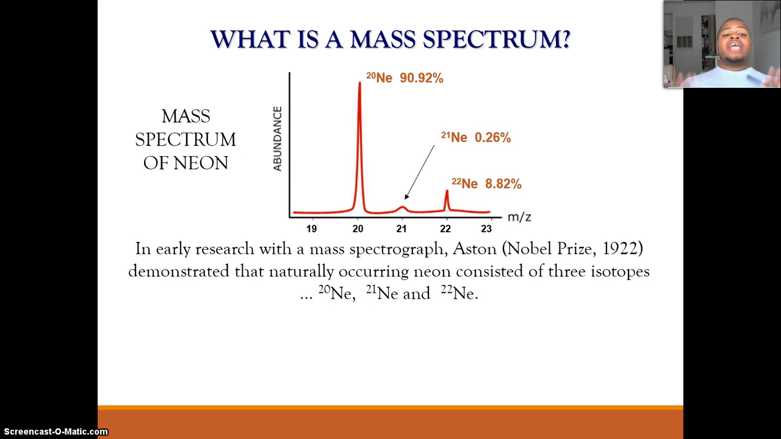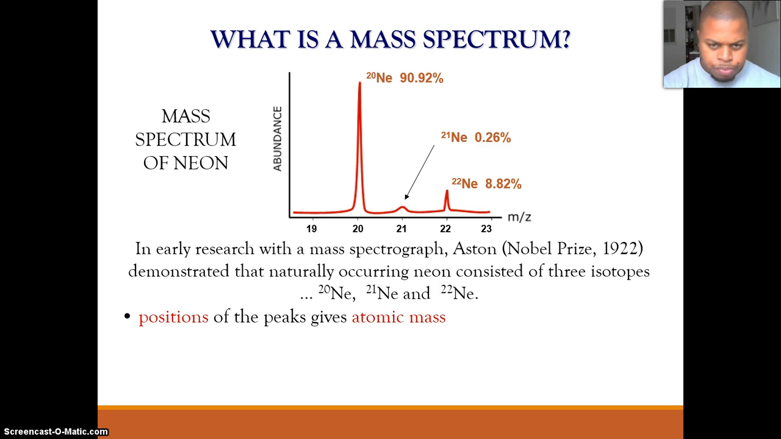Now, how do we actually read a mass spectrum? If you're looking at the chart given to you here at the top, you notice that we have our mass charge ratio here at the bottom, and the abundance here. And we found out that we have 3 different forms, and the positions of the peaks are actually going to give us the masses that we're dealing with.